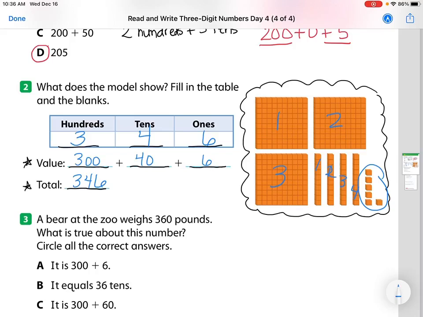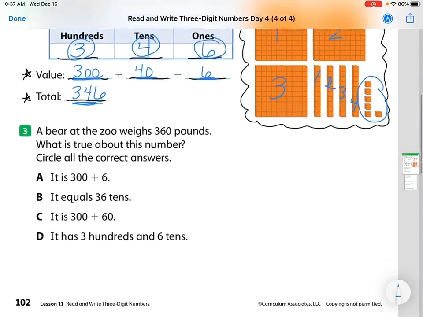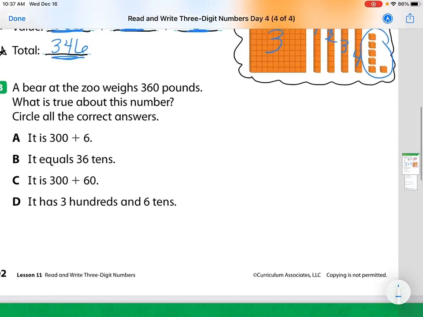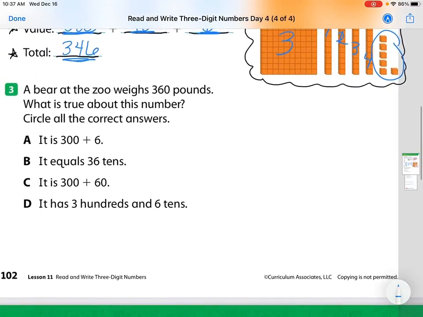Then the values of those, if I have 3 hundreds, I know that I have 300 as a value. If I have 4 tens, that value is 40. And if I have 6 ones, the value is 6. When I add all those 3 numbers together, my answer is 346. Okay, let's move on to our next problem.